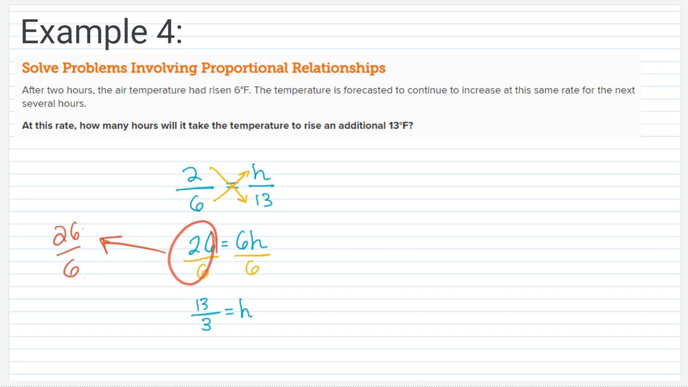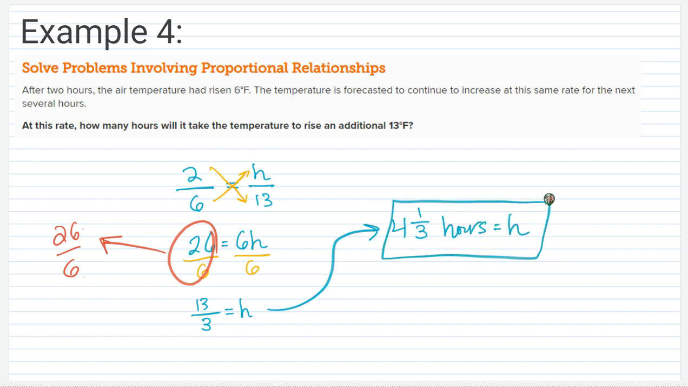So when you have an improper fraction that we have simplified as far as possible, we are going to take the time to rewrite this as a mixed number. So 3 goes into 13 4 whole times because that's 12. That gives us 1 left over. So it's 4 1/3 hours for our value of H. So it'll take 4 1/3 hours for the temperature to rise an additional 13 degrees Fahrenheit.